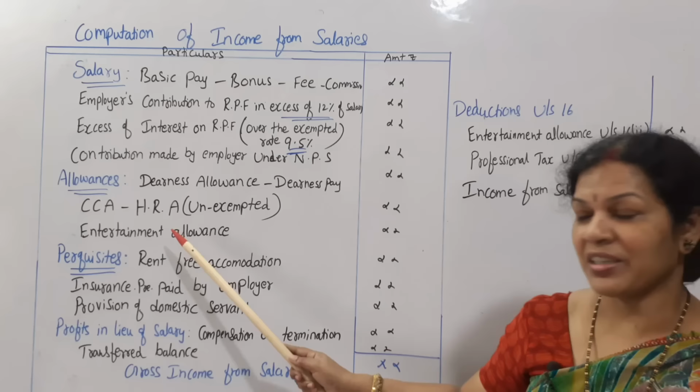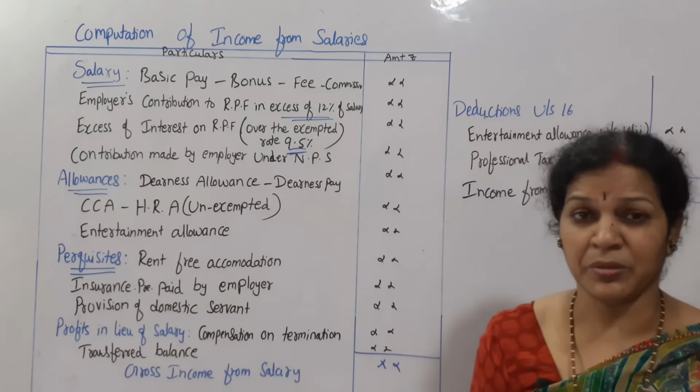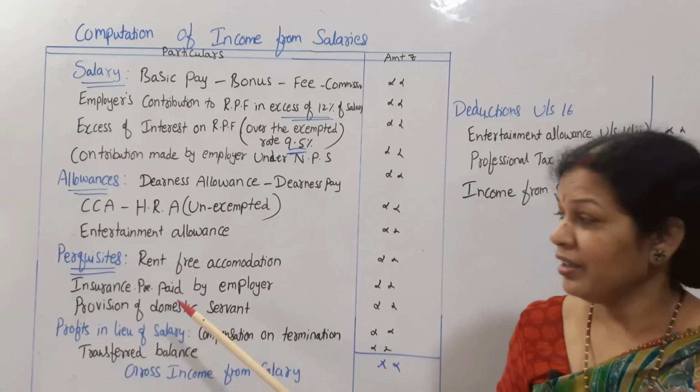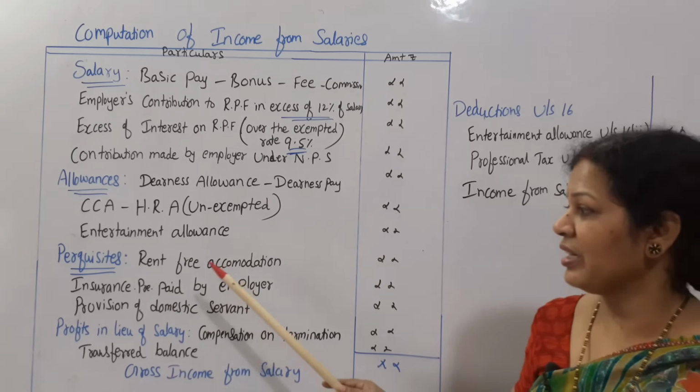House rent allowance is given. Here, rent free accommodation is given. That also comes under the perquisites, an extra benefit. Apart from the salary, he is getting rent free accommodation, so that also we will consider.